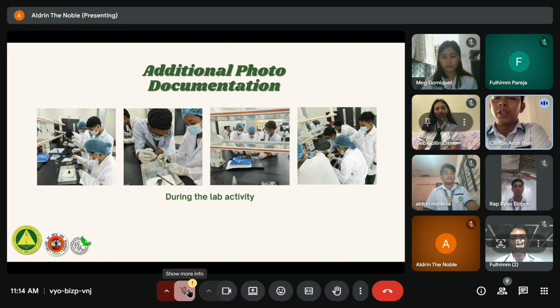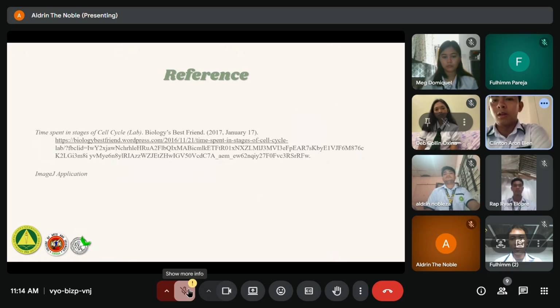Additional documentation about our lab activities. As you can see, we're all helping each other to accomplish our task. Next slide. So here's the reference of our activity that you can visit for confirmation of our work.